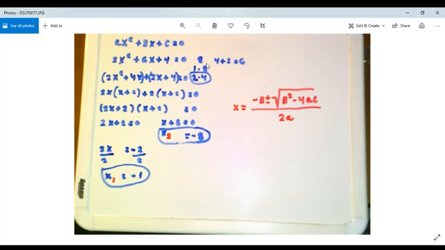Now, hopefully you can see my pointer. And then what you do is you factor all the factors of 8 that are in 2 parts. So the only factors of 8 are 1 and 8 and 2 and 4. And you want to pick the factors that, when added, give you b. So in this case, 4 plus 2 equals 6. That's the one we want to use because b equals 6.